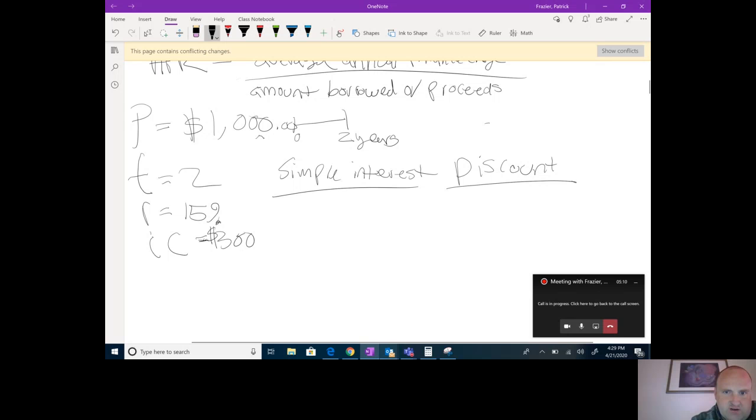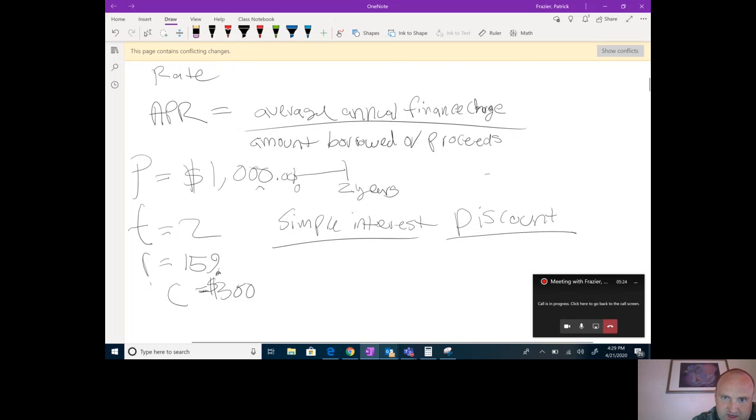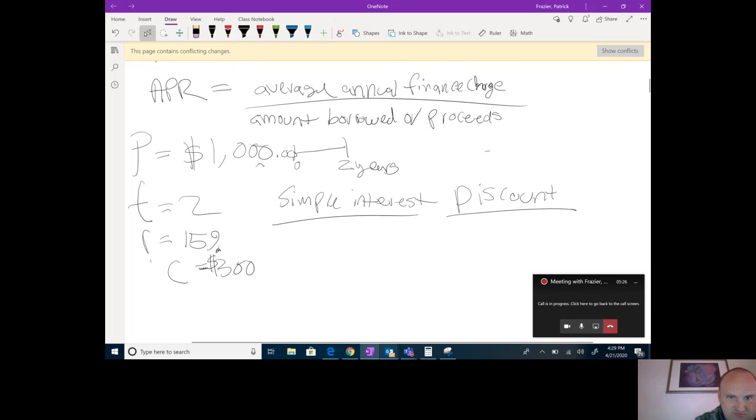Well, the average annual finance charge, I'll just call that F. Average annual finance charge, AAFC, or average finance charge is equal to 150. So we're going to take $150 and divide that by the amount borrowed or proceeds, which is the principal, $1,000.